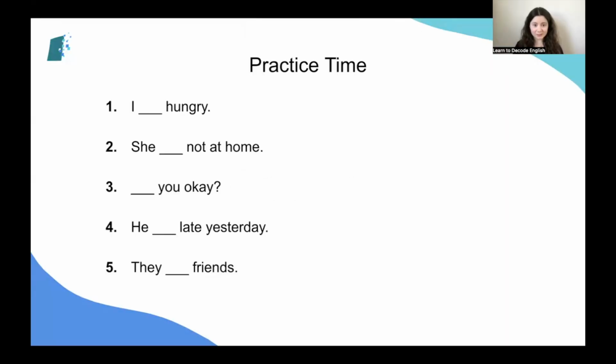Now let's check your answers. There might be more than one right answer to each question, so wait until the end to see if there's another option for each answer. I am hungry. She is not at home. Are you okay? He was late yesterday. They are friends. Most of these sentences can also use the past tense.